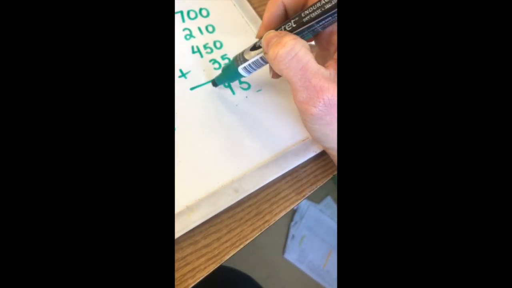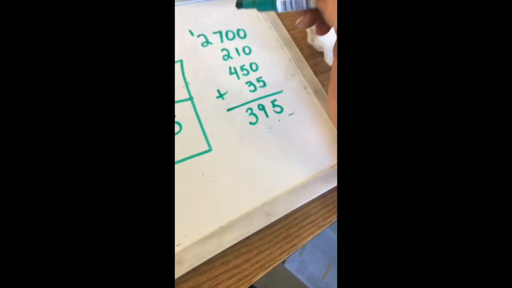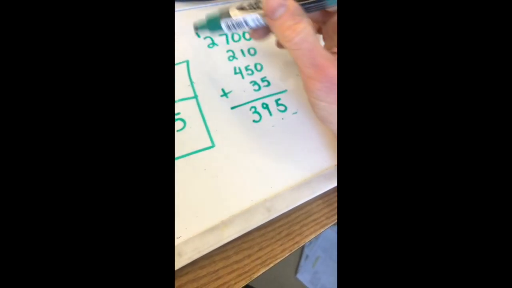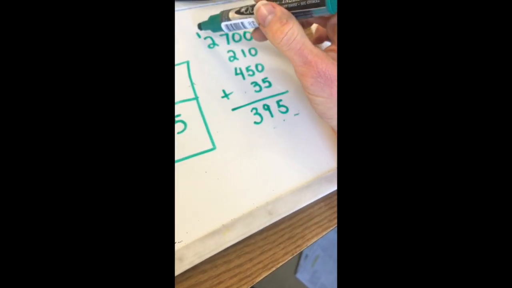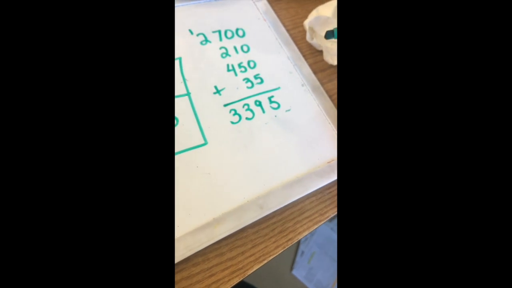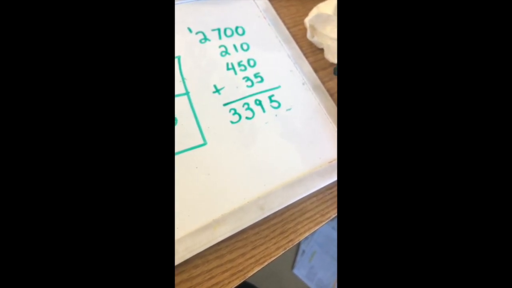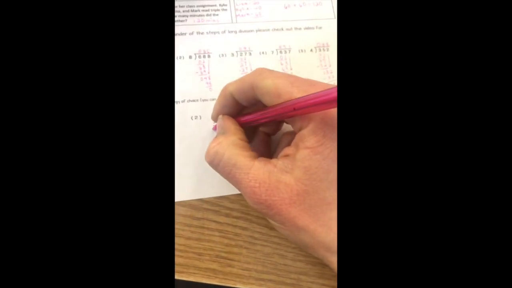Okay, so 9, 13. I'm gonna use Grandpa's way. 13, carry that 1,000. These are thousands. And then 1 plus 2 is 3. So my answer for 97 times 35 is 3,395. So I'll write that down. 3,395.